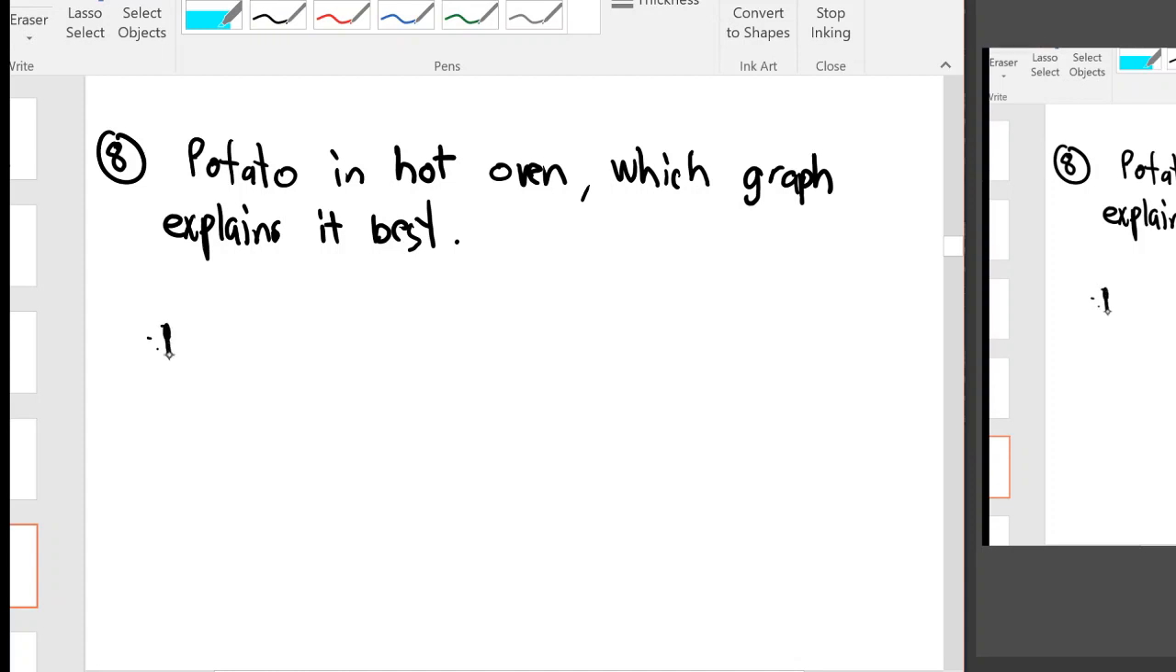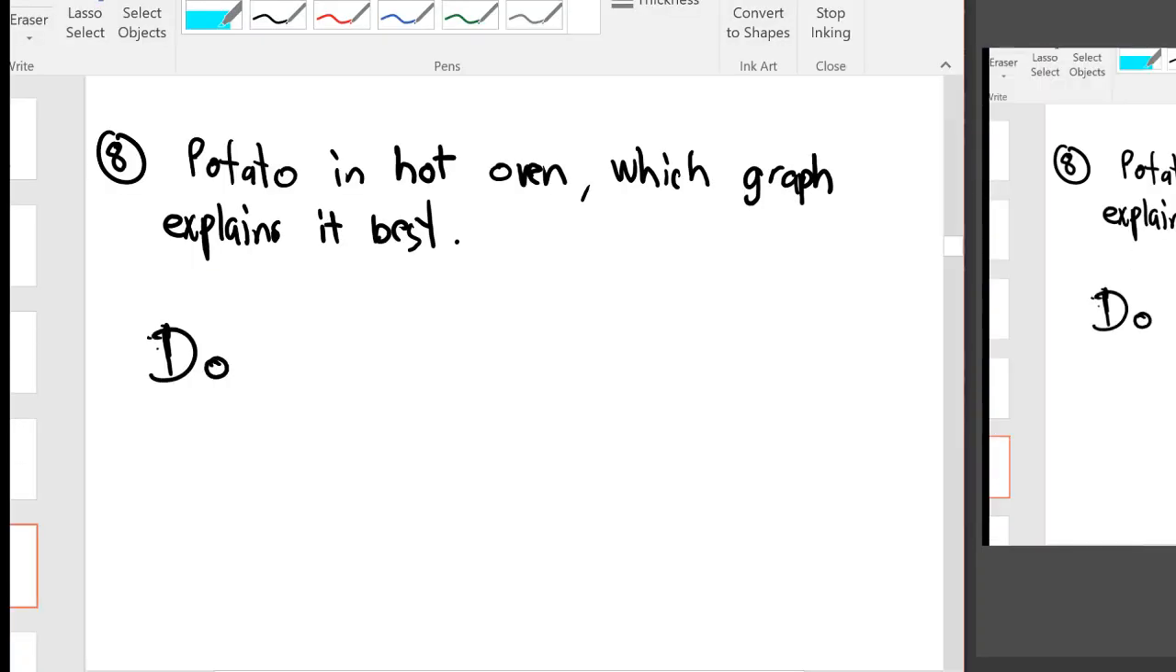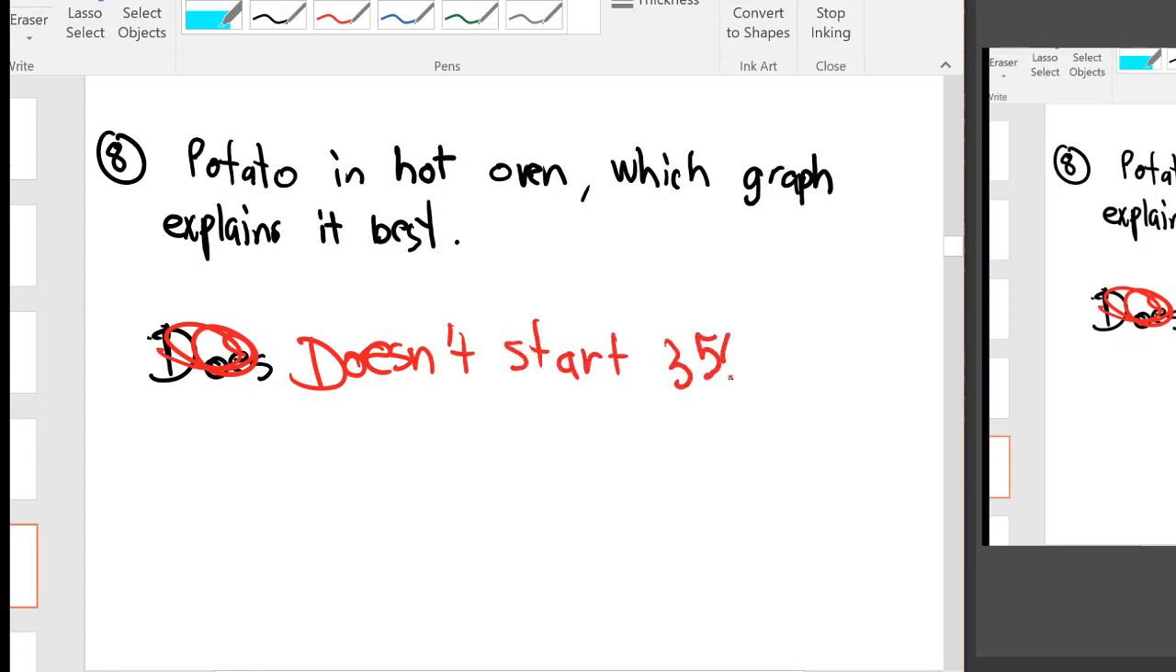So it doesn't start at 350. It might start closer to room temperature. All right, it starts at room temperature. All right, so you can immediately eliminate B and C.